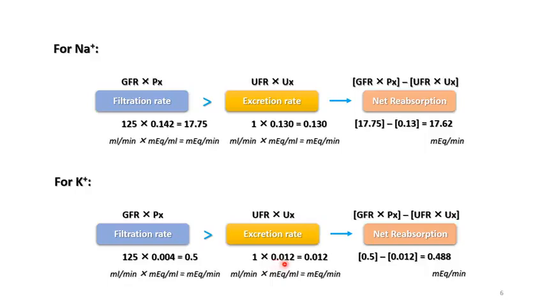It is 3 times more concentrated compared to plasma concentration, but the final excretion rate will be 0.012 milliequivalent per minute, because the urine flow rate is smaller compared to filtration rate. Again, the filtration rate is more than excretion rate, and the net reabsorption rate will be 0.488.